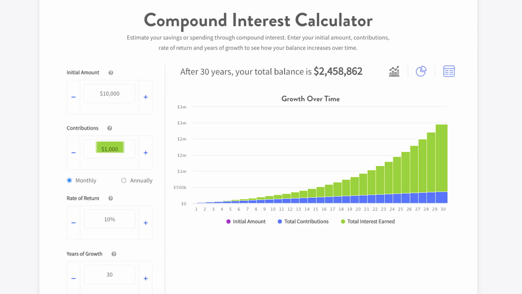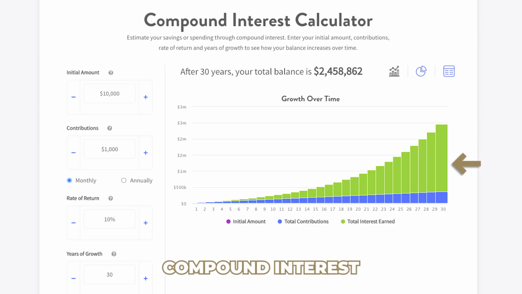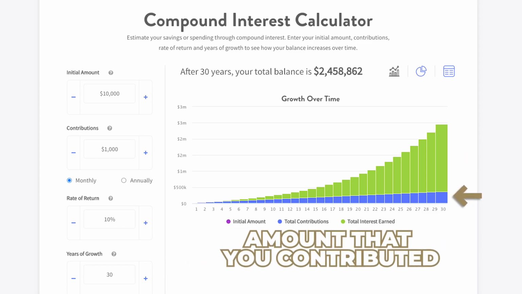If we are investing $1,000 a month and we get a 10% return, and we do this for 30 years, then we are going to have over $2.4 million invested. And we can see all of that green on the chart. That is compound interest. That is money that we did not put into the account. We put in all of that blue part, which is significantly less than the green. So if we can invest our money even earlier, we are going to take advantage of compound interest.